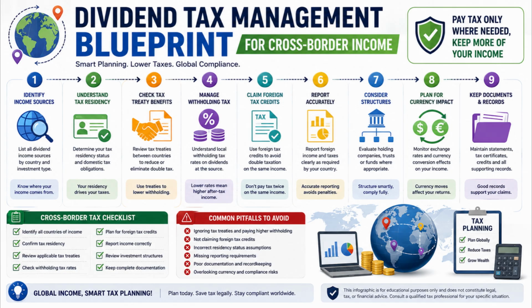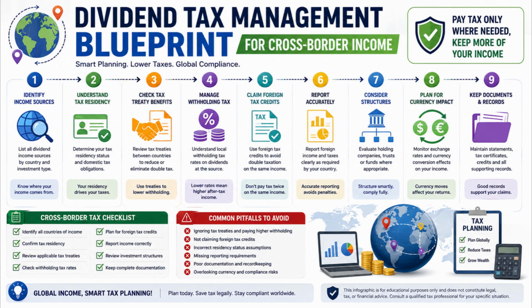Now, let's connect this to the main checklist. First, identify all countries where dividend income is earned. Then, confirm your tax residency. Next, review applicable tax treaties and check withholding tax rates. After that, plan for foreign tax credits and report income correctly. Also, review your investment structures and keep complete documentation.